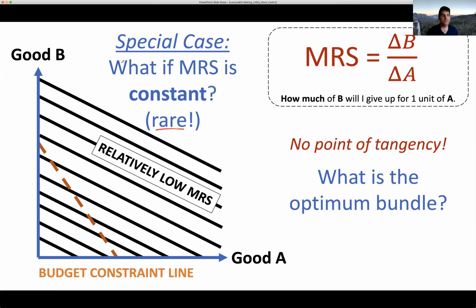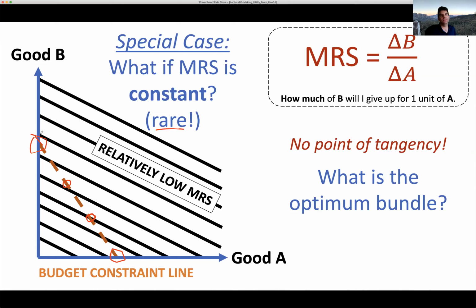Now, if these indifference curves are shallower than the budget constraint line, which is over here, what do you think you might do? Where would you put your money? Would you put your money here? Would you put your money here? Maybe you put your money down here. Maybe you'd put your money up here. What choice maximizes your utility?